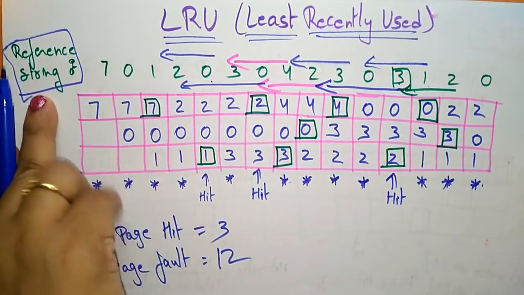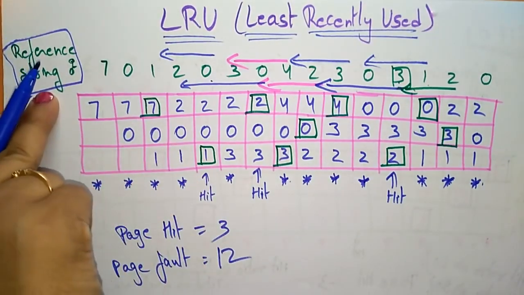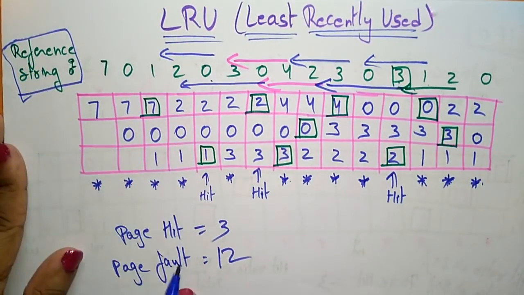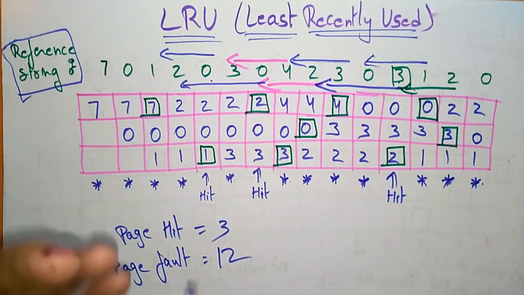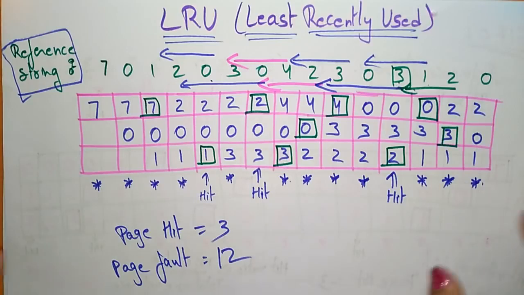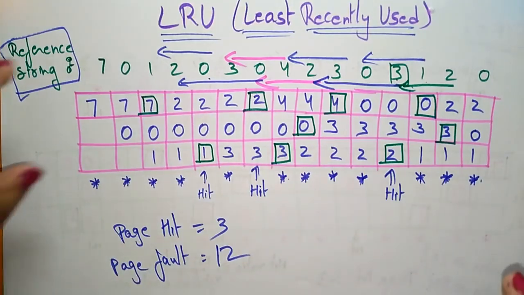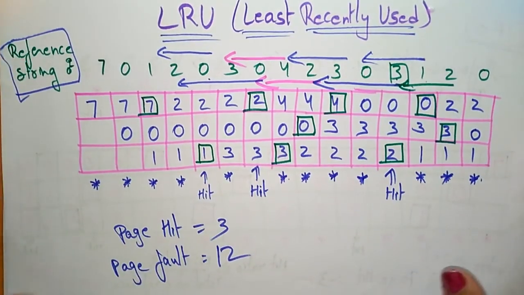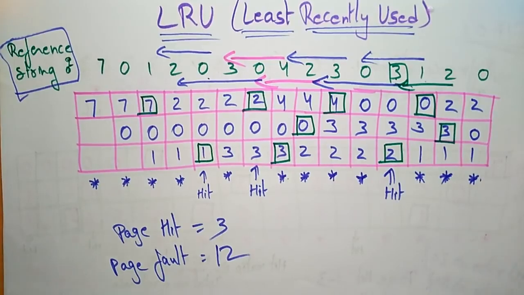The page hits and page faults are completely based on the reference string. Whatever reference string you are given, based on that reference string only, the hit ratio and the fault ratio will be calculated. So the hits and faults will be different for different reference strings. This is completely based on the reference string that the user is selecting. Thank you.